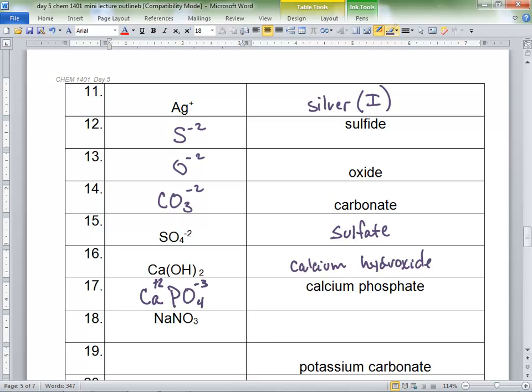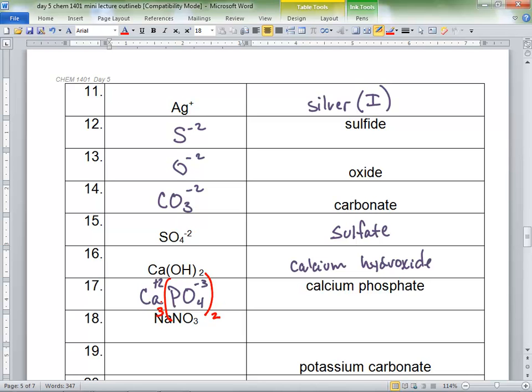Right? I say you just do that transposing thing, right? Put in some parentheses. Put the 2 where? Down the bottom. So you need 2 phosphates for every how many calciums? Move the charge down. 3. And then, I mean, you can always check the math, but you don't need to.